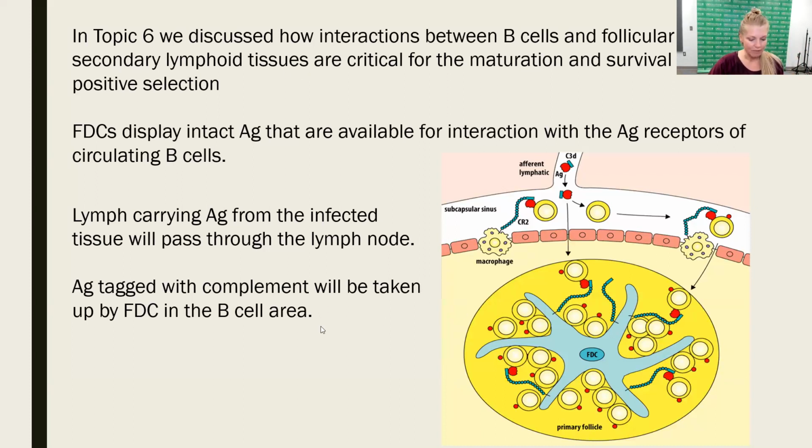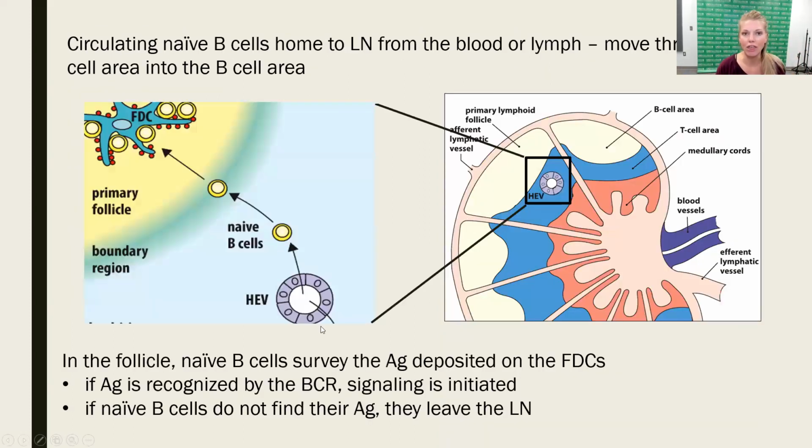Then B cells that are circulating through the lymph node will first start out in that T cell area, because that's where they come in, usually through the high endothelial venule. They'll then migrate to the B cell area of the lymph node. They want to get to the follicle and get to that follicular dendritic cell.